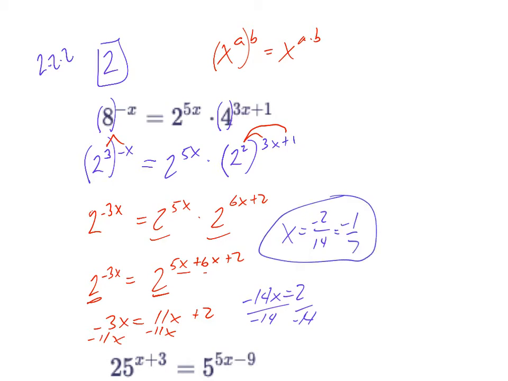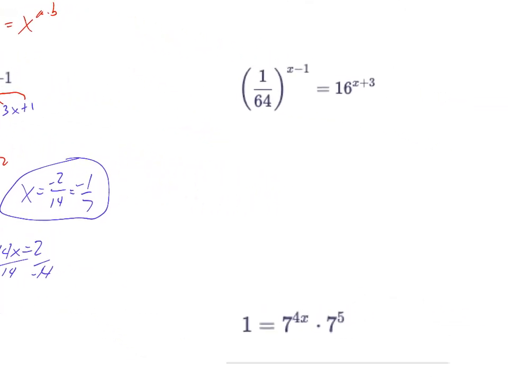So very involved question there. And again, you wouldn't by any means be able to look at the original question and say, oh, that's negative 1/7 for x. But when you go through the steps, you can get that solved out. Another one here.